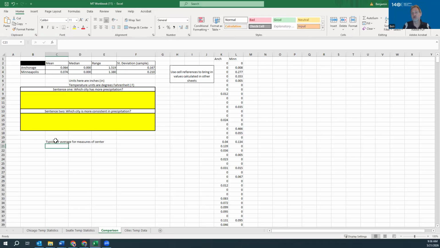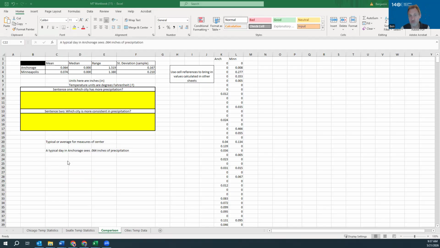So, for instance, I might say a typical day in Anchorage sees 0.064 inches of precipitation. Okay. So I need to be able to do this level of interpretation. This is not comparative, but it's an interpretation of the actual data point.